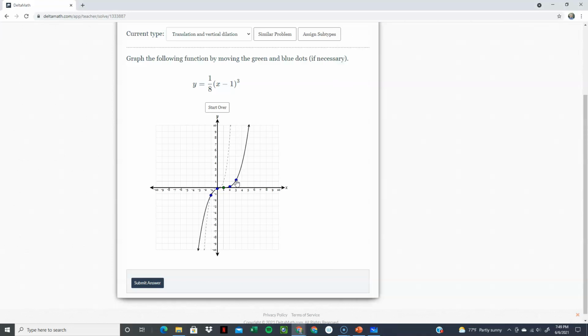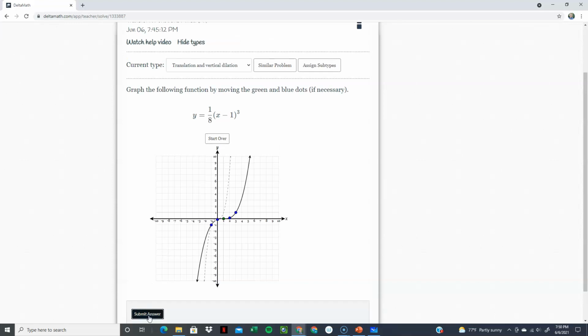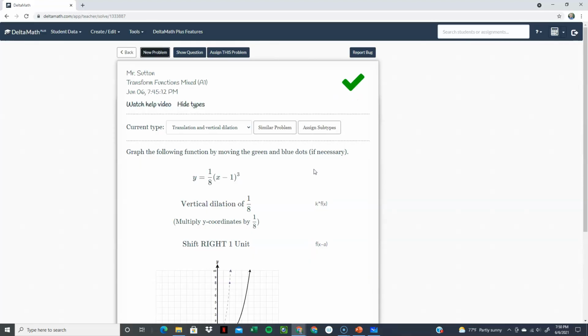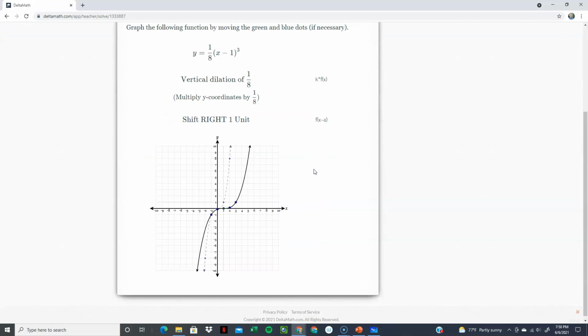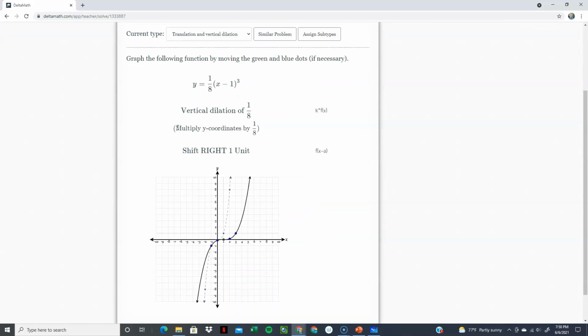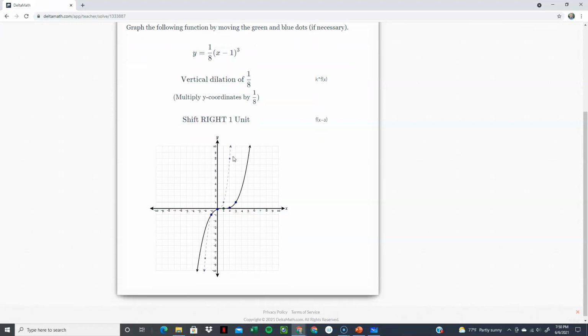So let's go ahead and do that. And what's really nice about this is it makes sure that the other side matches, so we don't have to move that one as well. Let's go ahead and submit this. So we have multiply y coordinates by 1/8 and shift right 1 unit.